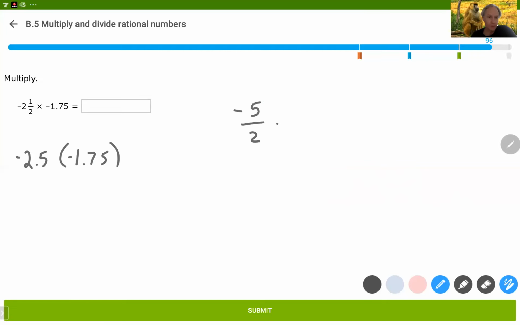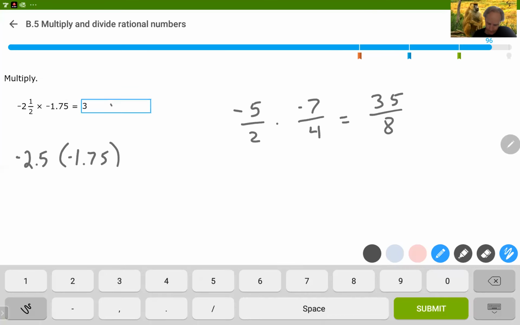And negative 1.75, all I do is I think of the biggest money that I can use to make $1.75. The biggest coin I can use is quarters. So I have 7 quarters there. And that is 35 over 8. Back to 35 over 8 again. A negative times a negative is a positive.